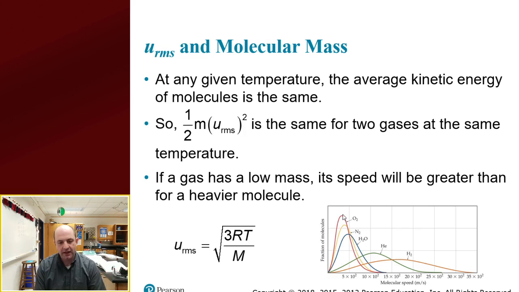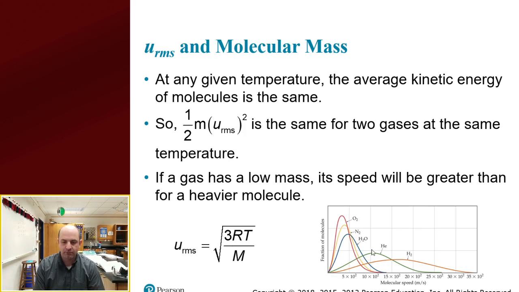So here on this graph, oxygen is the heaviest. It has the lowest speed. Nitrogen's a little bit lighter, so it's a little bit faster. Water here is lighter. It's a little bit faster. When we get to lower and lower molar masses, well, then this number gets bigger and bigger, so the graph shifts to the right to higher speeds.